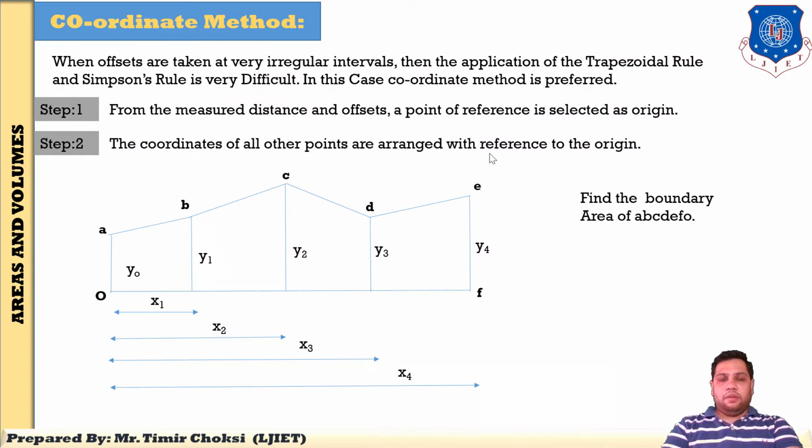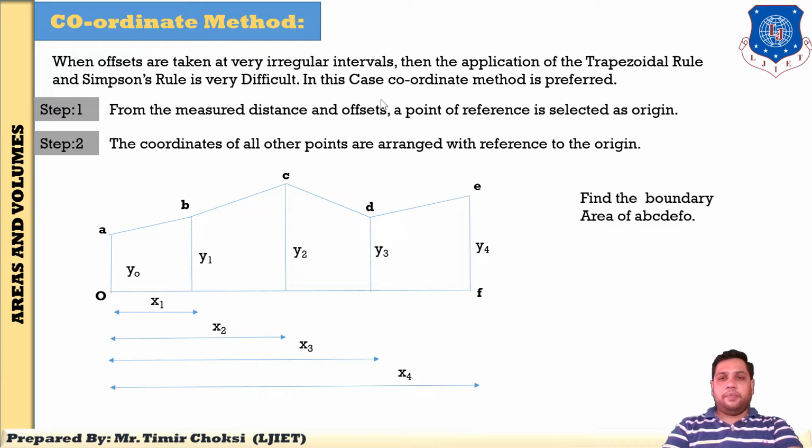So first, when to use the coordinate method. First point: when offsets are taken at very irregular intervals, then the application of the trapezoidal rule and Simpson rule is very difficult. In this case, the coordinate method is preferred.